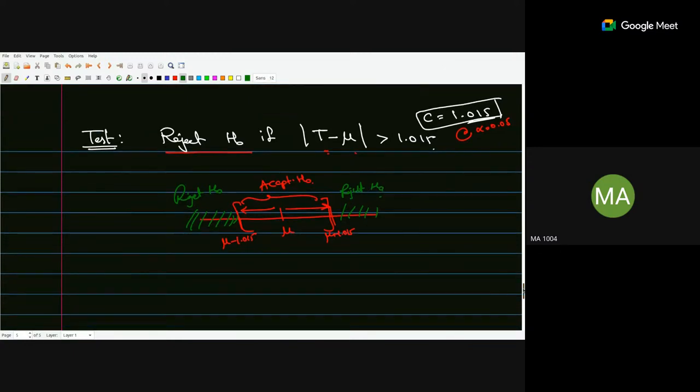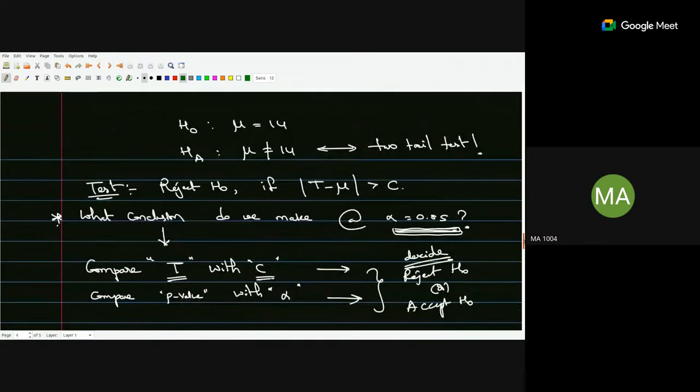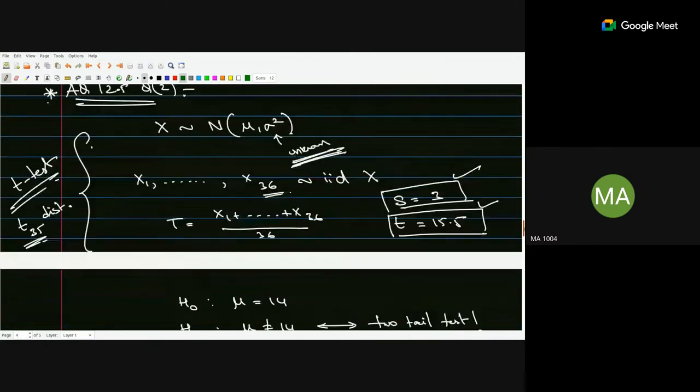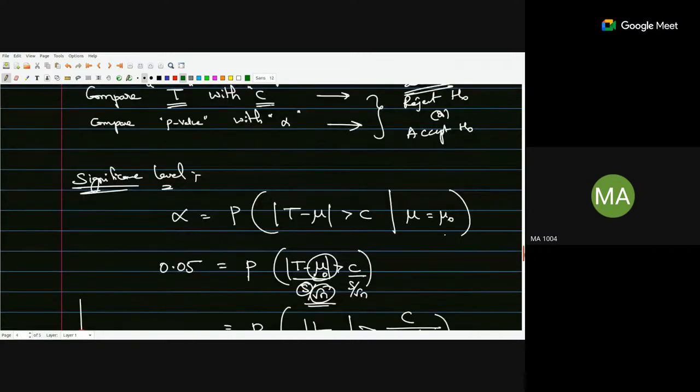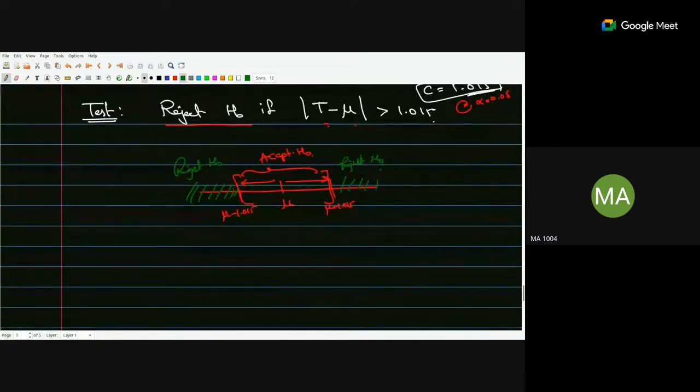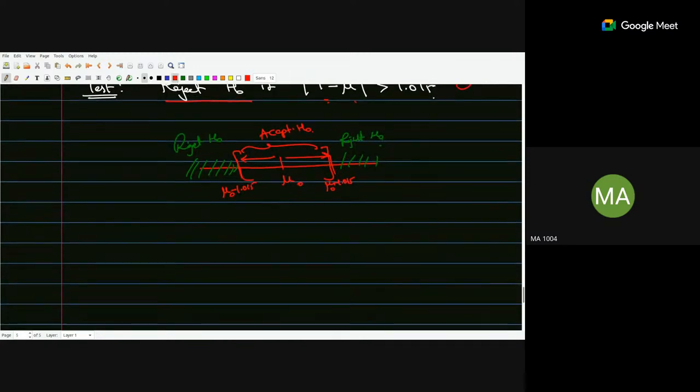Now let's see what T minus mu is. We already have the test statistic value with us. The test statistic value is 15.5, and we also have mu naught with us. So this is mu naught. So we will compute where my T is lying.